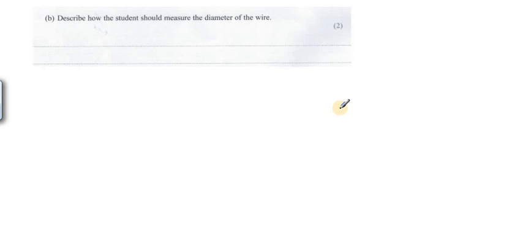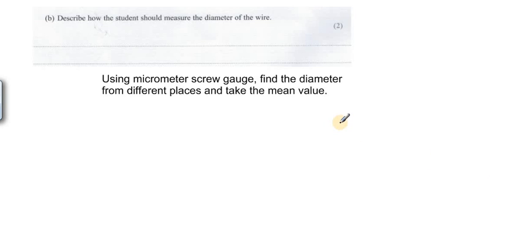Describe how the student should measure the diameter of the wire. Of course, when we measure the diameter of the wire, we must take the reading from different places in order to remove the random error. So we use a micrometer screw gauge and find the diameter from different places and take the mean value, so we can remove the random error.